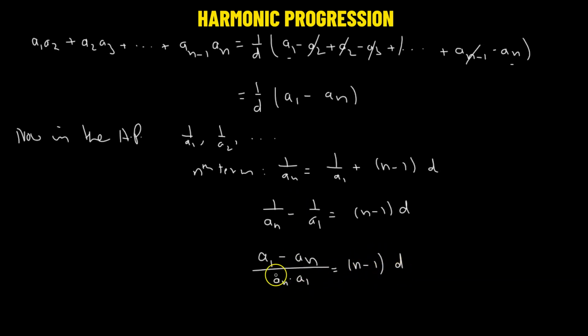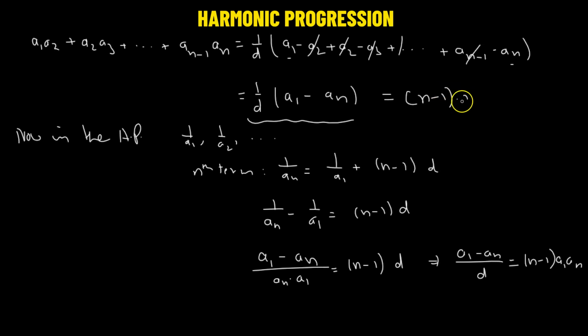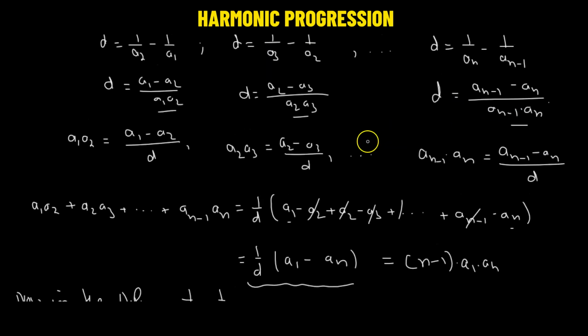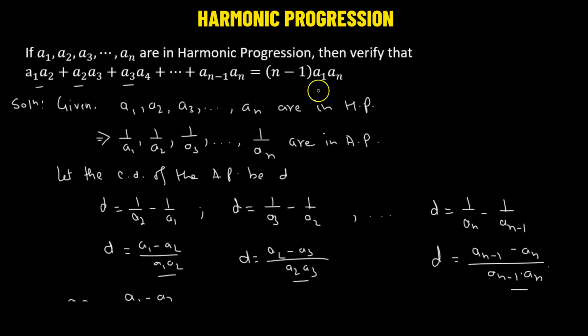Now what we need here is A1 minus AN divided by D. So this is simply equivalent to n minus 1 multiplied by A1 times AN. So what we can do, we can replace this particular value with n minus 1 multiplied by A1 times AN. And therefore we have successfully proved the given expression is true. Hence proved.